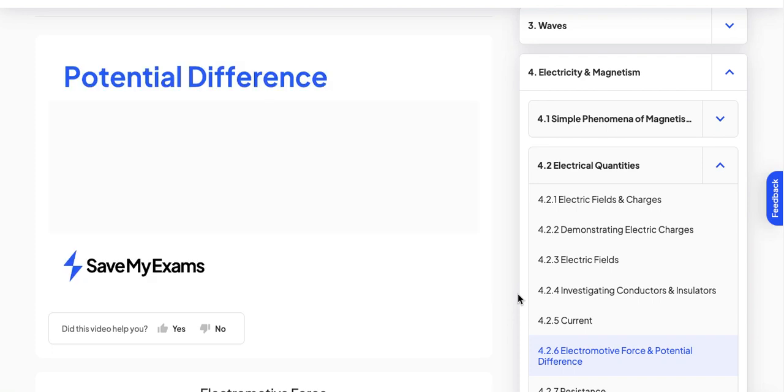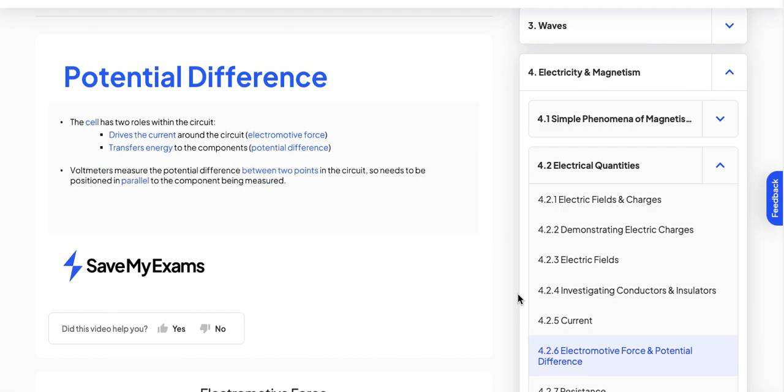In summary, the cell has 2 roles within the circuit. Firstly, the electromotive force. The cell drives the current around the circuit by doing work on the electrons to overcome the repulsive electrostatic force. Secondly, the potential difference. The cell transfers energy into the circuit and the components transfer energy away from the circuit. So it can be said that the cell transfers energy to the components.